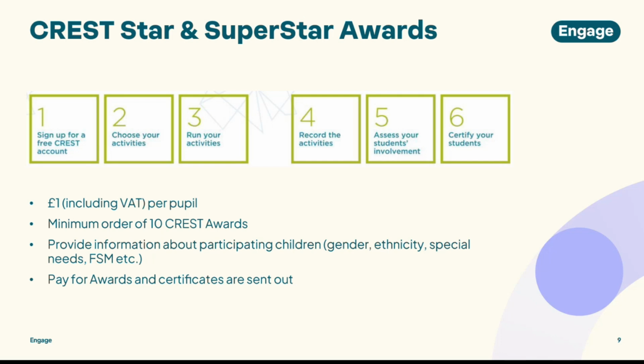Then you just check that they were all there and that they engaged in the activity, and then you can certify them. So you just go onto the website, and you will be asked to provide some basic information about your overall gender, ethnicity, that sort of thing. You pay for the awards and the certificates are sent out to you. So it's very, very simple process. You don't have to put the names of all the pupils in or anything like that. The certificates come out and you can just stick the names on them yourself.